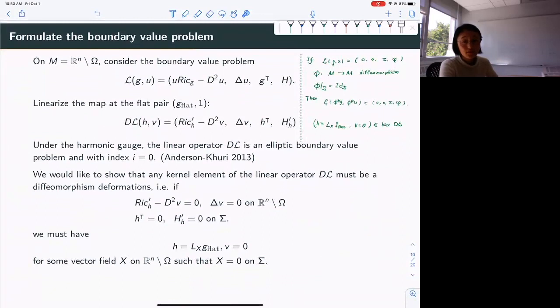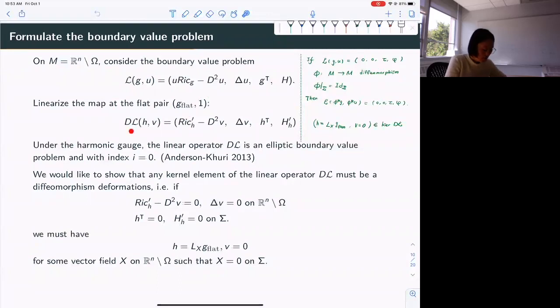Here we want to consider the boundary value problem as a map, and then we try to apply the implicit function theorem. Now M is an exterior region in R^n, and we construct this map L, which maps a pair (g, u) to the static vacuum equations on M and the Bartnik data on sigma. If the first two components are 0, then (g, u) is static vacuum, and we want to prescribe the last two components. Then we linearize this map at the flat pair.